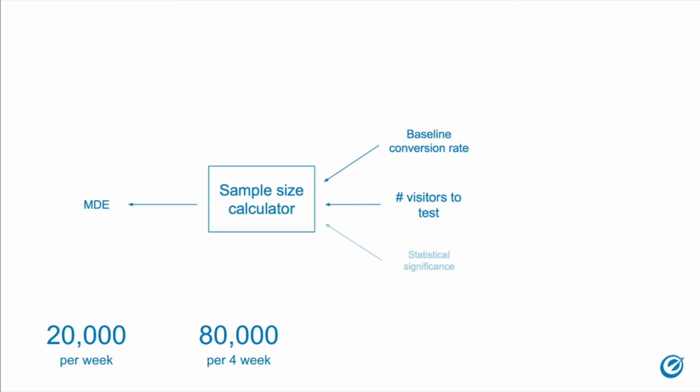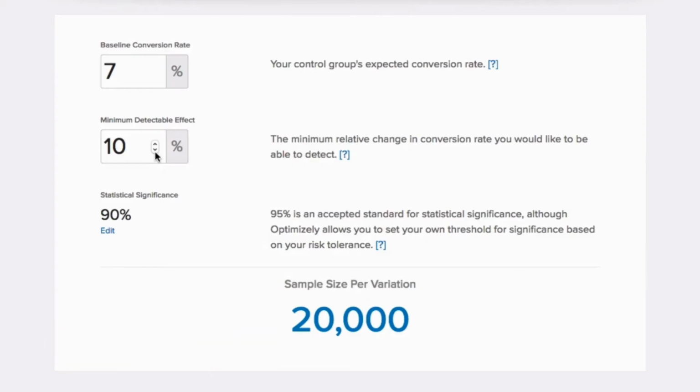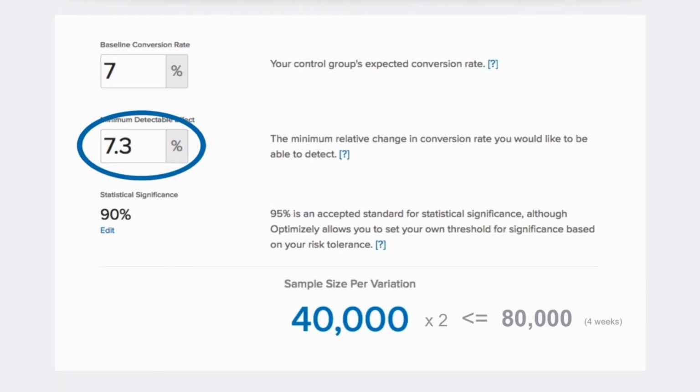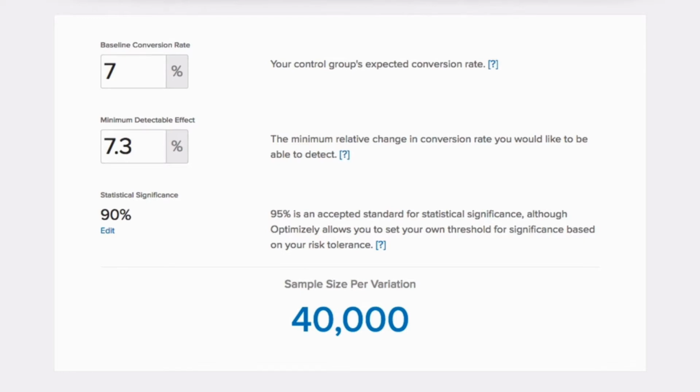Now we can ask the question, what kind of minimum effect can we detect? To estimate that, let's play around with the minimum detectable effect until the sample size per variation times 2 is just under or equal to the total number of visitors that we have for this test, which we previously calculated. The answer, after a bit of playing with the calculator, is 7.3. This means that if the variation beats or loses to the original by 7.3% or more, then 4 weeks from now, we will be able to detect that in a statistically significant way. If it beats the original by 5%, for example, then we will need to run the test longer to get a reliable answer.